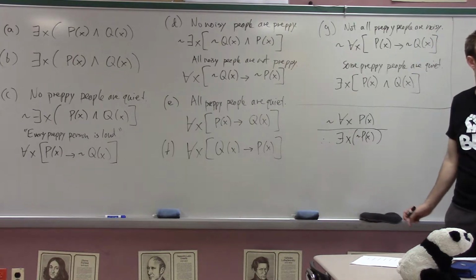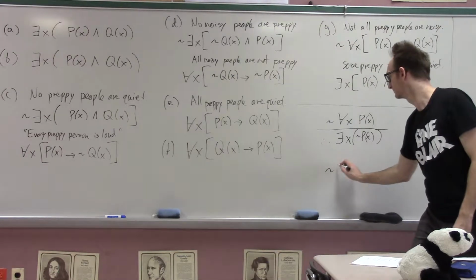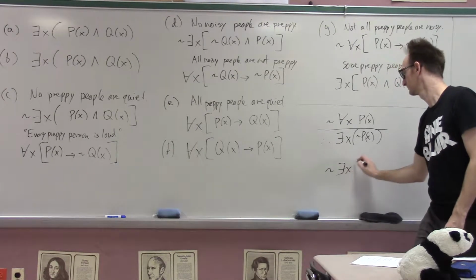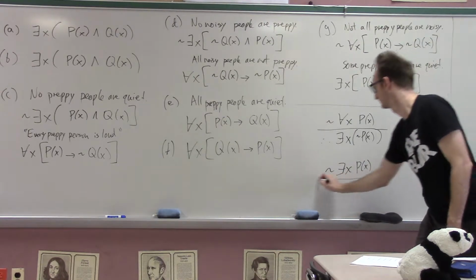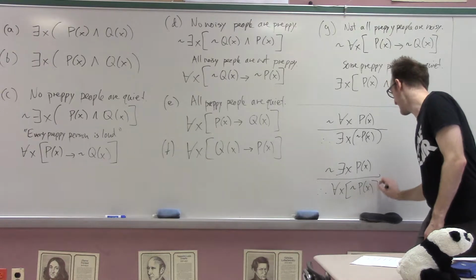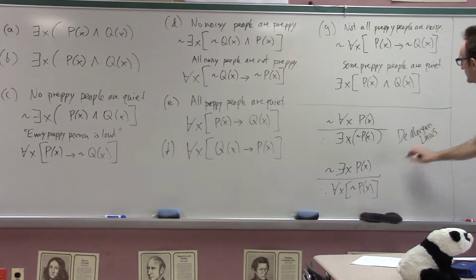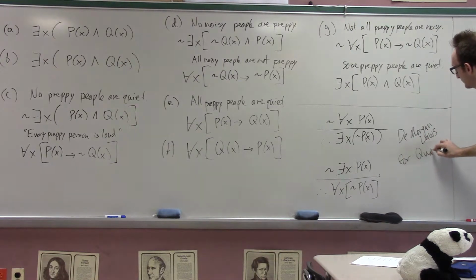And then there's a reverse of it as well. If there does not exist people who are preppy, then all people aren't preppy. Exactly. Yep. And in fact, these are just the De Morgan laws for the quantifiers. They are called the De Morgan laws because they basically are the infinite versions of the De Morgan laws in a way.